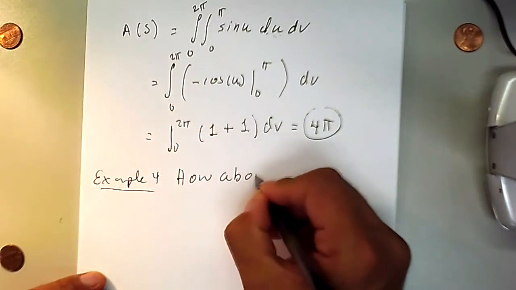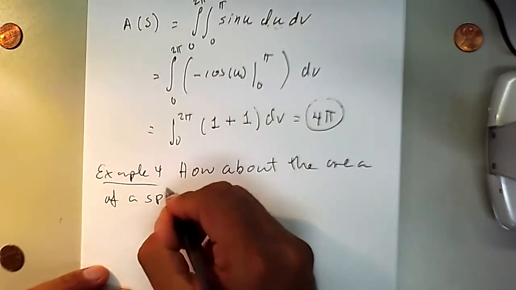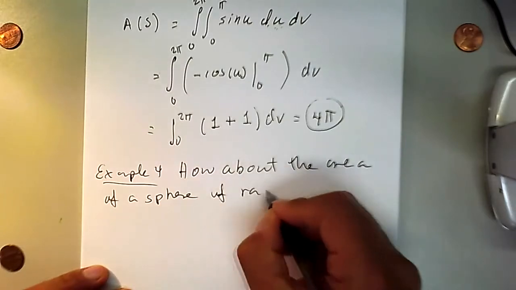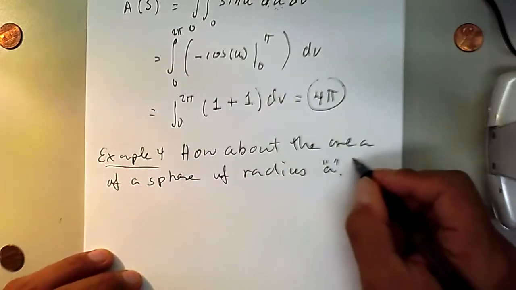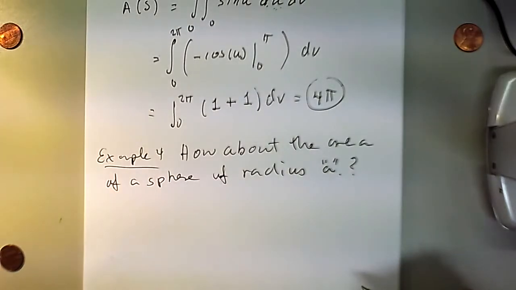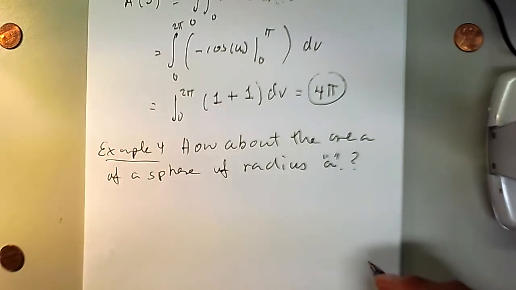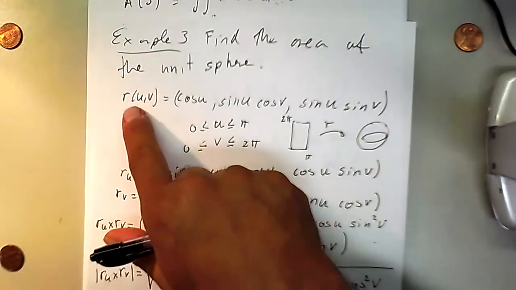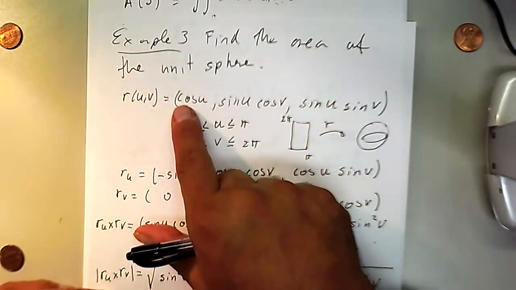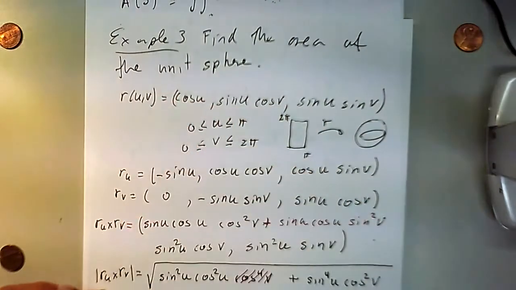How about the area of a sphere of radius a? So same problem, except that we're going to have a sphere of radius a. And I'm going to actually piggyback on this. So r will be the same, except that we will include a, or you can just factor out the a outside.